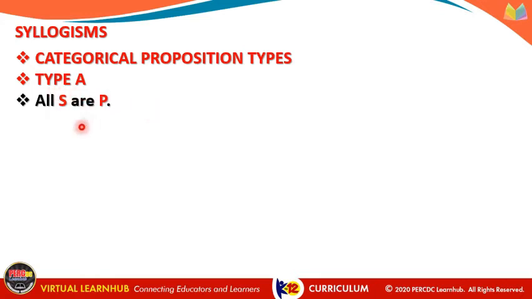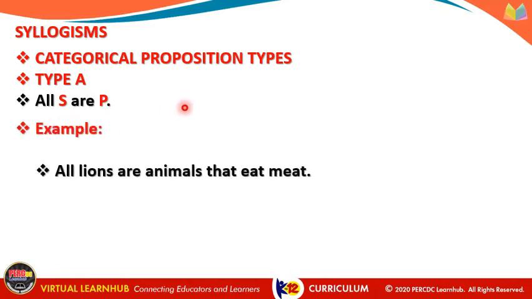Again, type A follows the format all S R P. Let's have an example. We have this one. All lions are animals that eat meat. In this proposition, the subject is lions and the predicate is animals that eat meat. So the subject is lions and the predicate is the animals that eat meat.